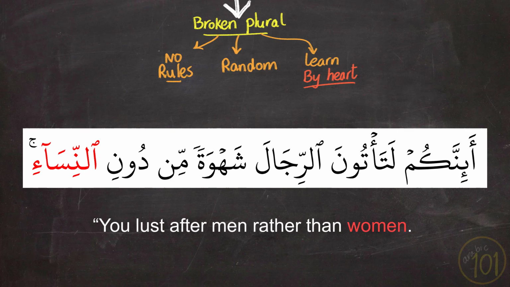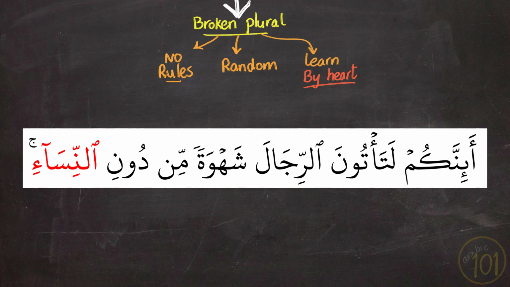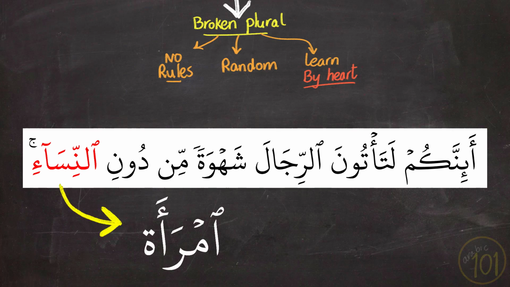Here we see the word النِّسَاء, which means the women. The singular form of an-nisa is imra'a. So it is a completely different word in this case. That's why this kind of broken plural forms can sometimes be quite random.